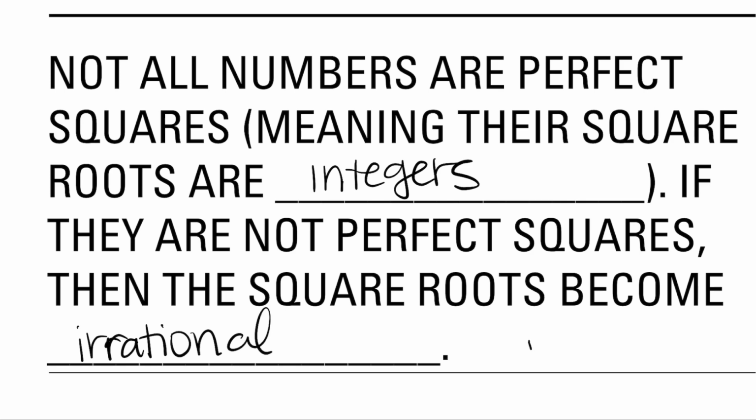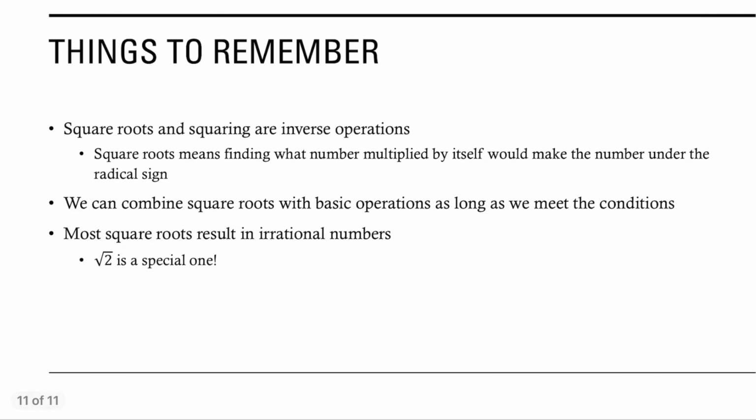So for example, like the square root of 121, that is an example of a perfect square because 11 times 11 is 121. That's a perfect square. 121 is a perfect square. But if I do the square root of 122, that is no longer a perfect square. So my answer would be an irrational number.